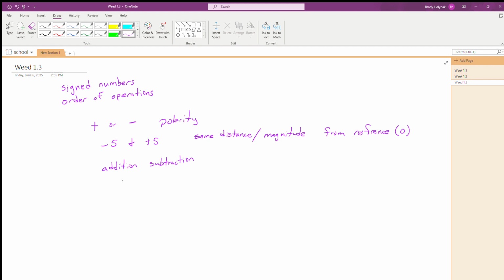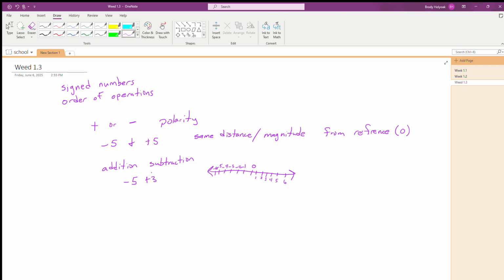So if we take this equation, a -5 plus a +3, one of the things we can do is go back to our number line. Here is our reference point at 0. Here's my negative numbers: -1, -2, -3, -4, -5, -6. And here I've got 1, 2, 3, 4, 5, 6 in the positive.